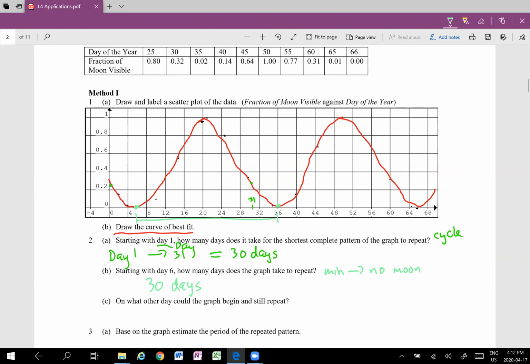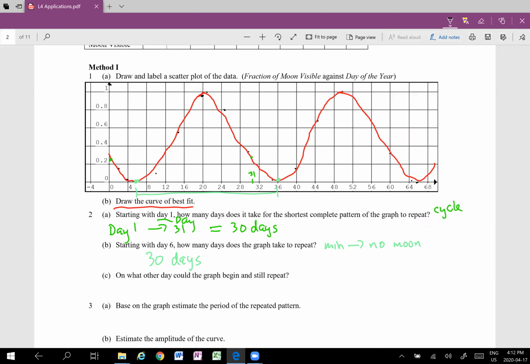On what other day could the graph begin and still repeat? And a lot of you understand this now. Any day. You could have started on any day and see the pattern repeating. You could have chosen the maximums or the full moons. You could have chosen another point when you saw 3/4 of the moon.